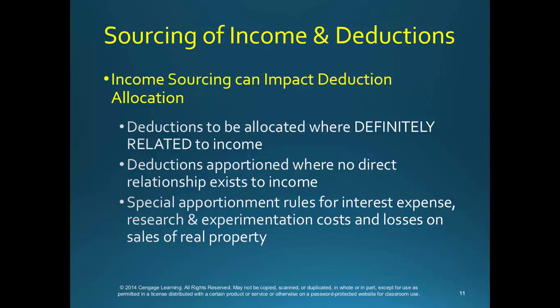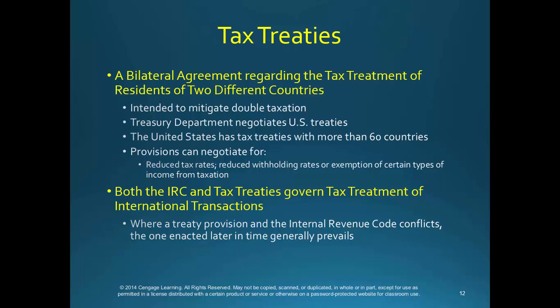Now let's move to sourcing of income and deductions. Income sourcing can impact deduction allocation. Deductions are allocated where definitely related to income. Deductions are apportioned where no direct relationship exists to income, and there are special apportionment rules for interest expense, research and experimentation cost, and losses on sales of real property.